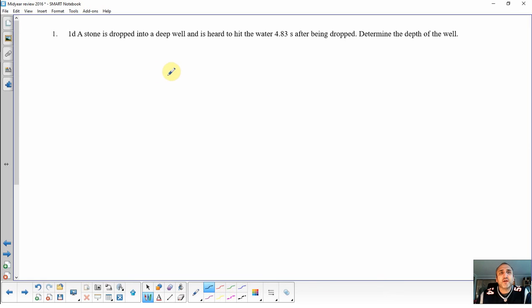First question. A stone, it's a one-dimensional question. That's what that 1D is. A stone is dropped into a deep well and is heard hitting the water 4.83 seconds after being dropped. Determine the depth of the well.